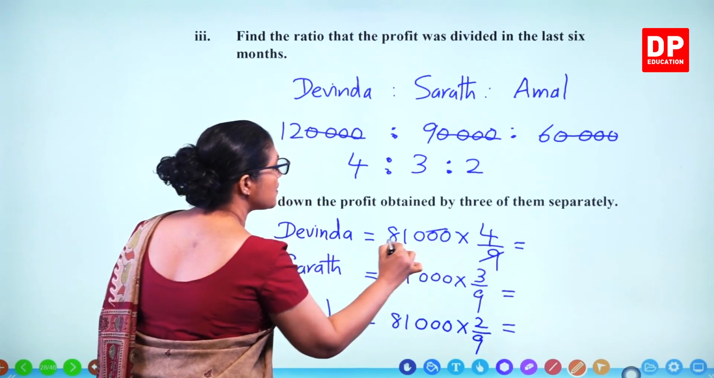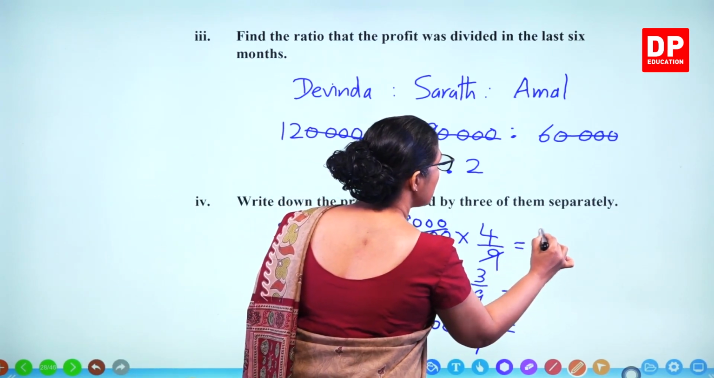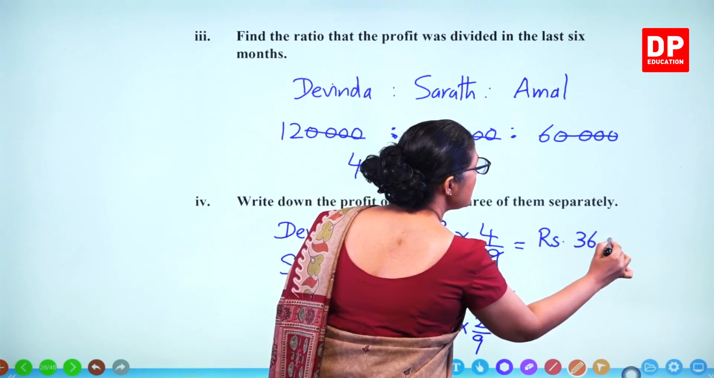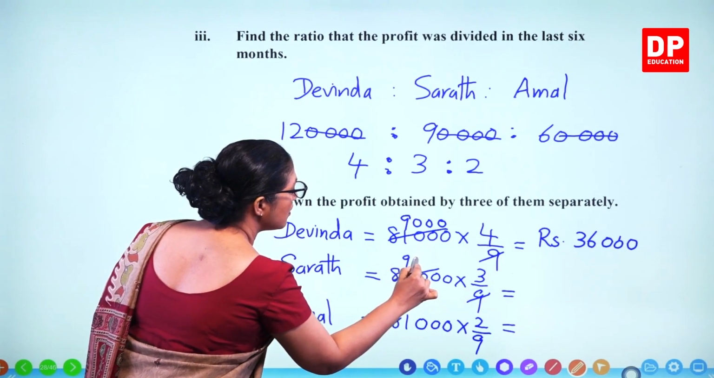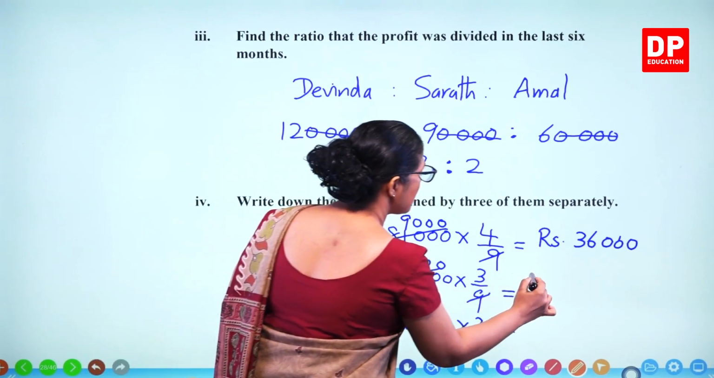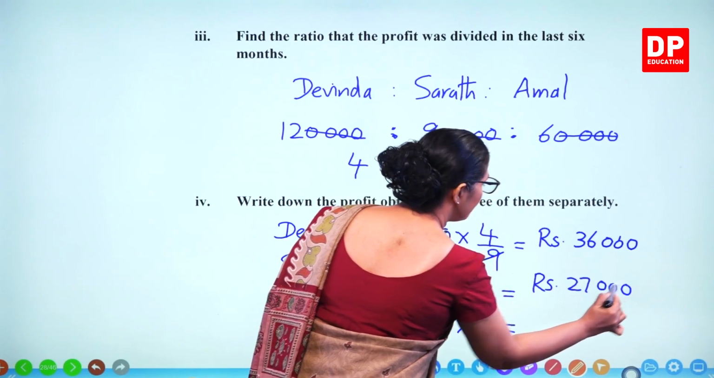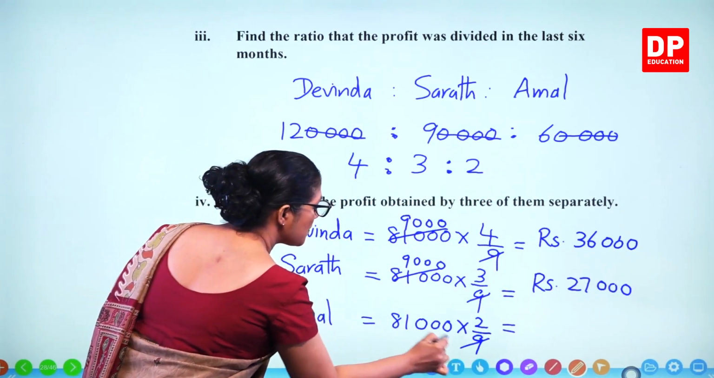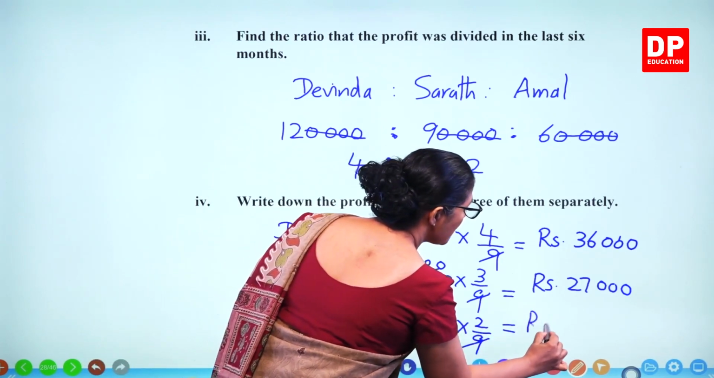So 9 times 9, 81. 4 times 9,000, that's 36,000 rupees. This one, 27,000 rupees. And this one, 9 times 2, 18,000 rupees.